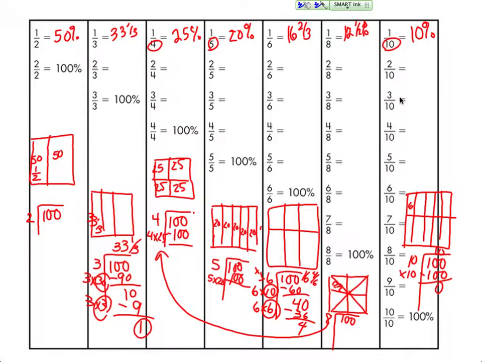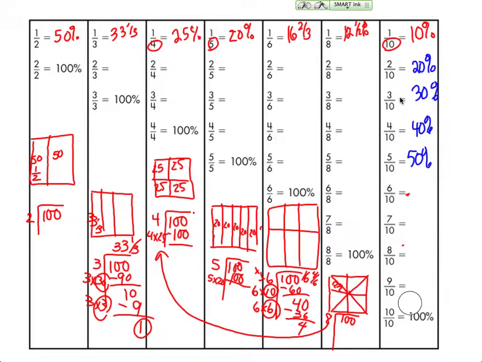So let's just look at tenths. If I find tenths, and 1/10 is 10%, what would 2/10 be? 20%. 20% because you would add 10 twice. 3/10? 30%. 4/10? 40%. 5/10? 50%. 6/10 would be 60%. 7/10 would be 70%. 8/10 would be 80%. 9/10 90%. And 10/10 would be 100.